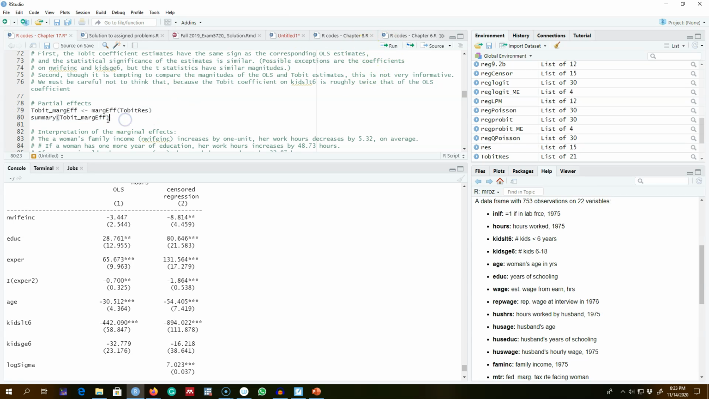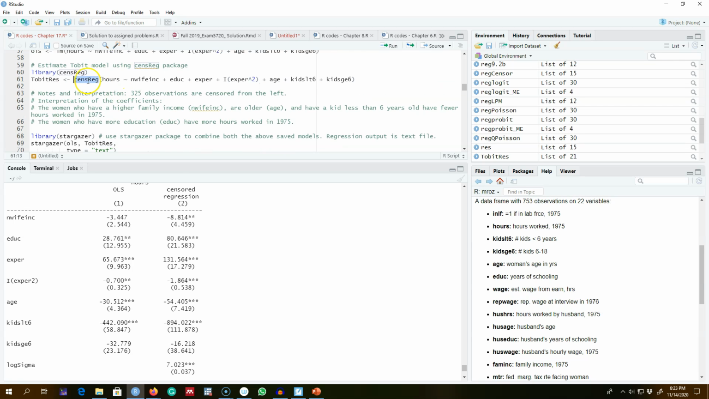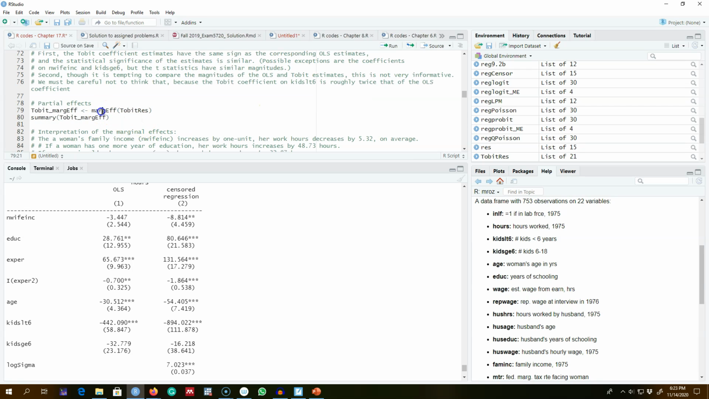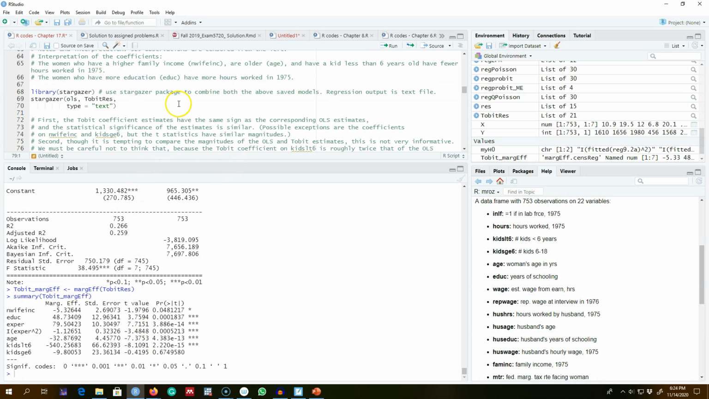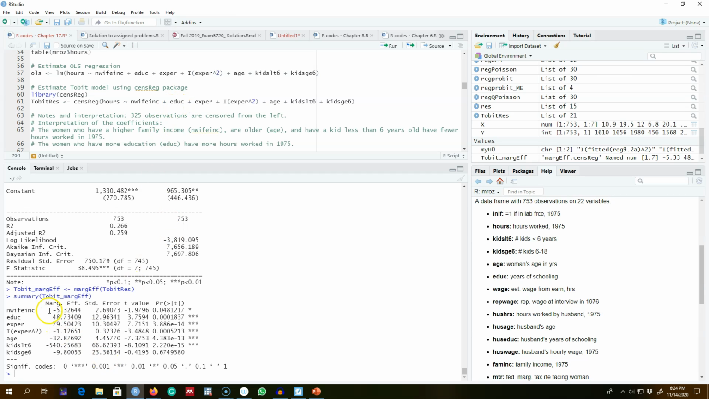And so let's go ahead and calculate marginal effects, passing this saved Tobit regression equation into this marginal effect function, and get the average partial effects. So now we can compare these coefficient values with the OLS coefficient values. We can talk about the estimated effects using these marginal effects. For example, we can say that each additional year of education increases the number of hours that a woman supplies in the labor force by about 48.7 hours.